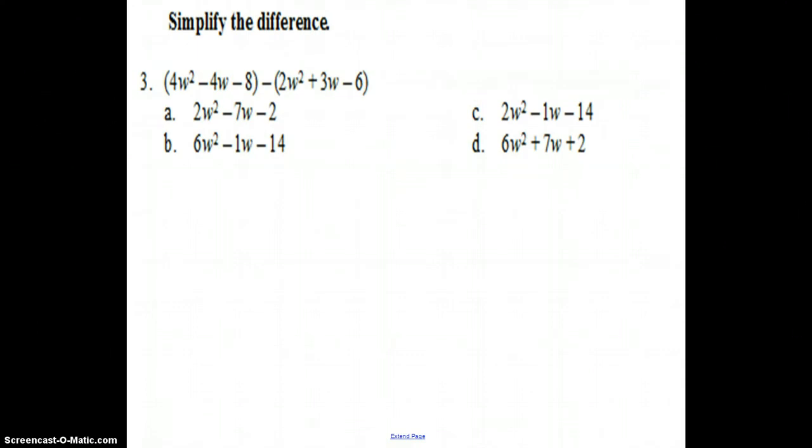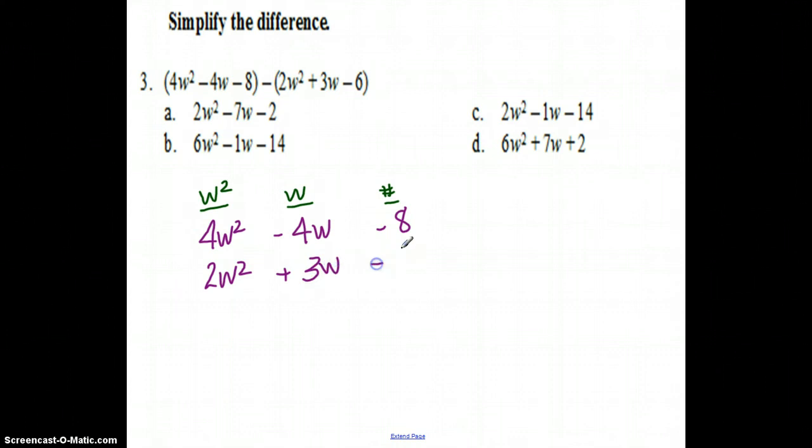Now this one says simplify the difference. So I have this minus this. If I look at all of these, w squared is the highest exponent. So if I set up standard form, it's going to look like this. And then I'm just going to take this first parenthesis and sort it. So 4w squared minus 4w minus 8. And then I'm going to take this one and write it just the way it is. So 2w squared plus 3w minus 6.